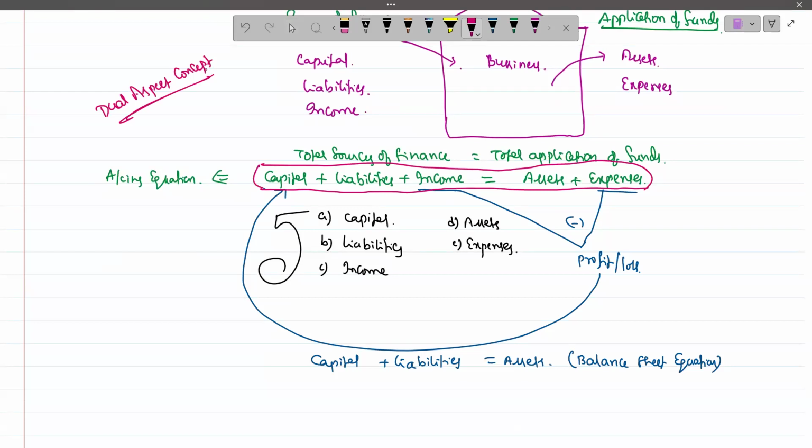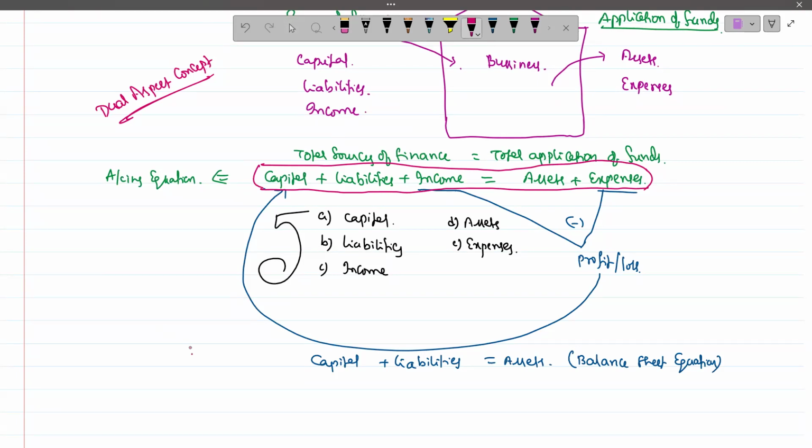Dual aspect concept. What the concept says is, if there is an increase in an asset, there is a corresponding decrease in another asset, or a corresponding increase in either liability or capital. If there is an increase in capital, there is a corresponding increase in an asset, or a corresponding decrease in another liability. So every transaction has two aspects. One is the receiving aspect, another one is the giving aspect. And based on that only, this approach is framed.